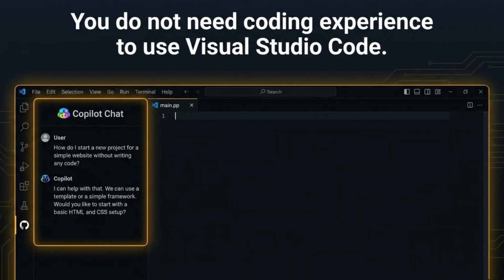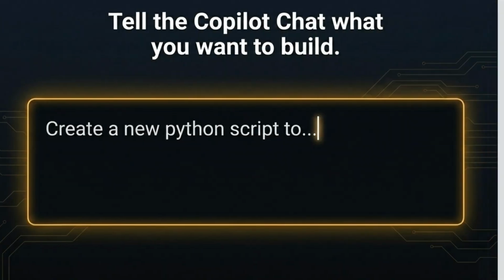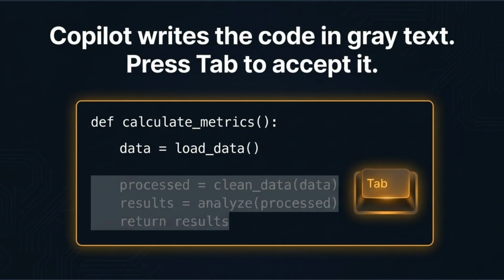The best part is that you don't need prior coding experience to use Visual Studio Code. Copilot acts as your guide to help you set up projects easily. Simply describe exactly what you want to build in the Copilot chat window, and it will begin the process for you. When Copilot writes code for you, it will appear in gray. All you have to do is press the Tab key to accept the suggestion.